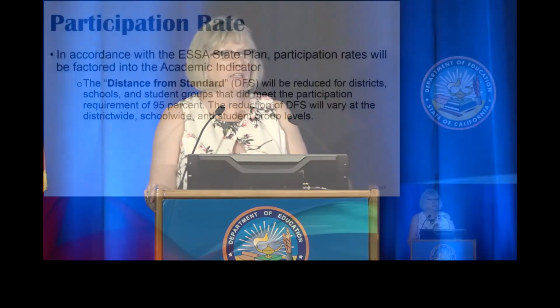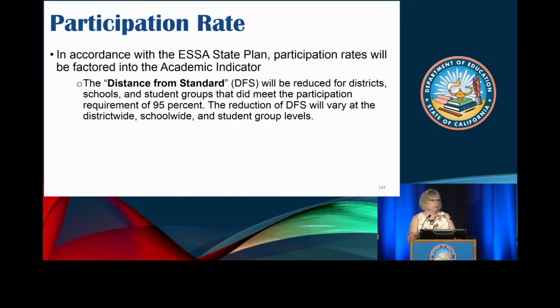Okay, I'm sure all of you are aware that we're required under ESSA to include the participation rate in the academic indicator. So we had to find a way to factor the participation rate into this indicator. And of course, we are now referring to this indicator as distance from standard, which is different from what we referred to it as last year. Last year it was distance from MET, but now we're changing it to distance from standard.